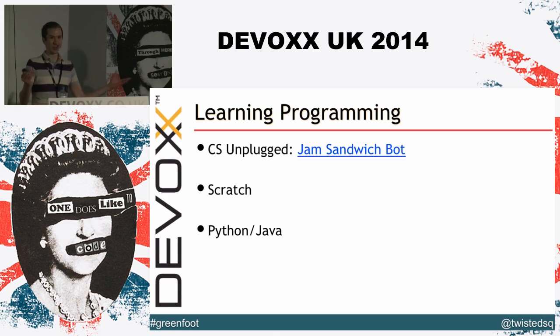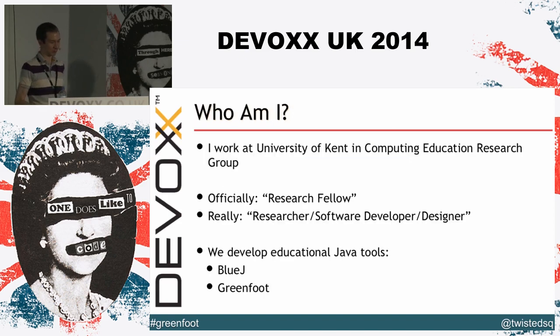The rest of the stuff I'm going to show you is involving a computer. So there's a system called Scratch, which I'm going to come back to later, which is incredibly popular, especially for primary school age kids. And then later on, they tend to move on to full programming languages, things like Python or Java, which is kind of where our interest comes in. So what I do is I work at the University of Kent, which is not far away, in the Computing Education Research Group.